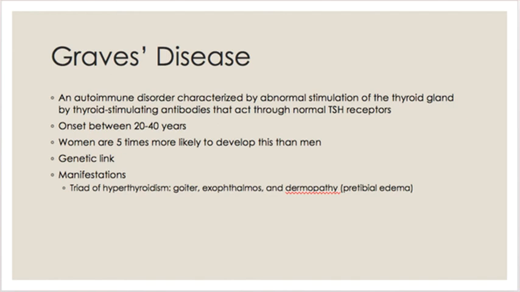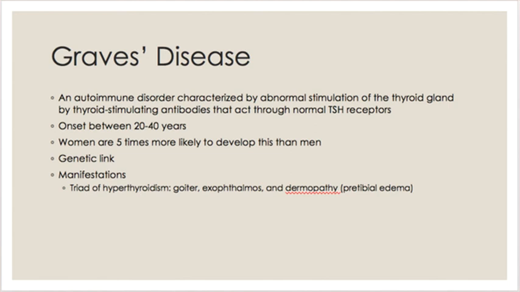A little more on Graves' disease. It is an autoimmune disorder. It was named after the British surgeon, Dr. Graves, that discovered it. And it is characterized by abnormal stimulation of the thyroid gland by thyroid stimulating antibodies that act through normal TSH receptors. Onset, just like hyperthyroidism in general, is around 20 to 40 years, with women being 5 times more likely to develop it than men. There is a genetic link.